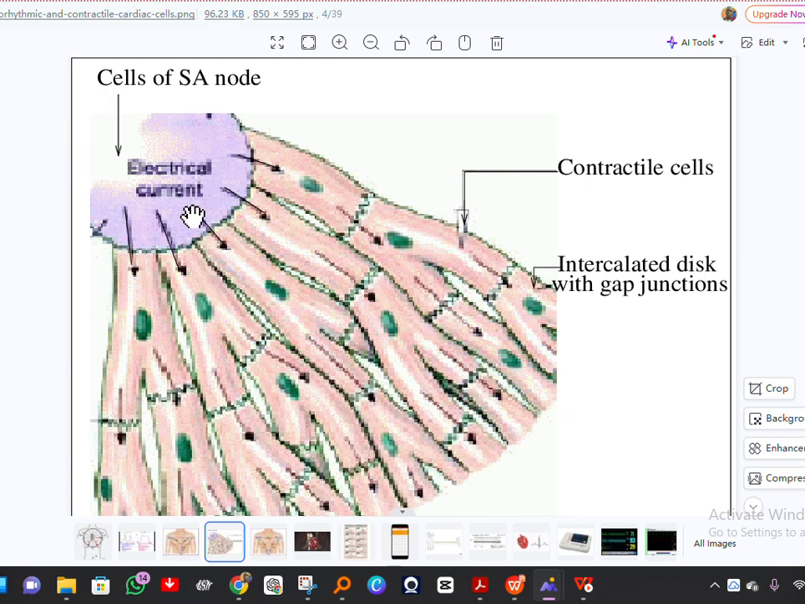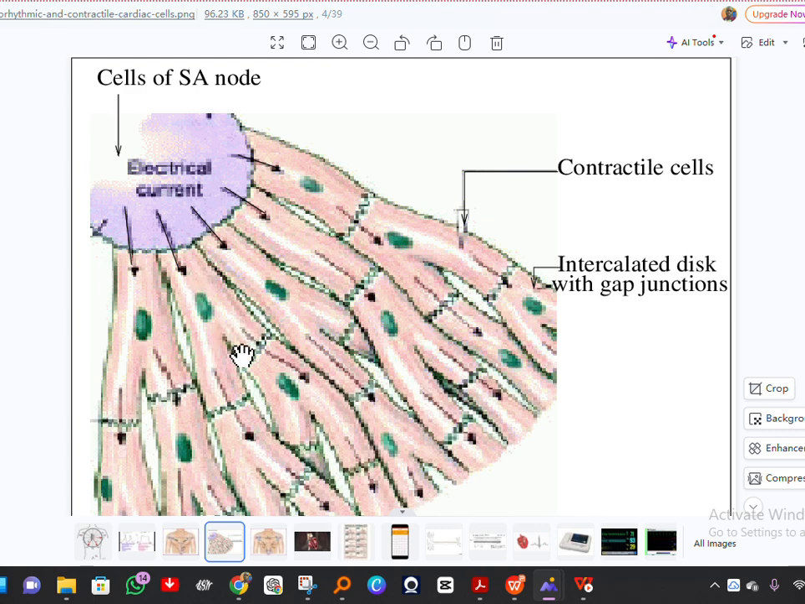When this impulse is generated, you know that excitable cells respond through depolarization, meaning the sodium channels open and sodium ions rush inside. And you know that at the resting phase, the cells are polarized, meaning that inside is negative and outside is positive. But upon the impulse reaching the cardiac cells, they will depolarize.